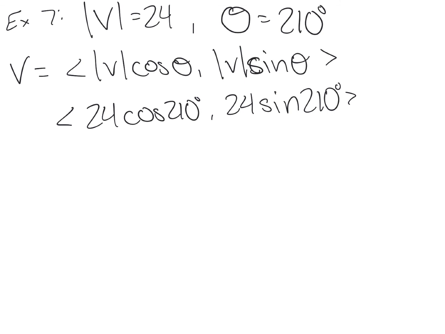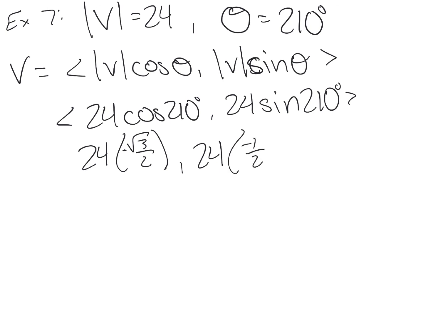And what we get for cosine of 210, we got 24 times √3/2, and it's a negative, comma, 24 sine at 210 is -1/2. So make sure to have your unit circle out if you haven't pulled it out yet. This will be a whole lot easier. I have it memorized, some of you guys may not, so have your unit circle handy.